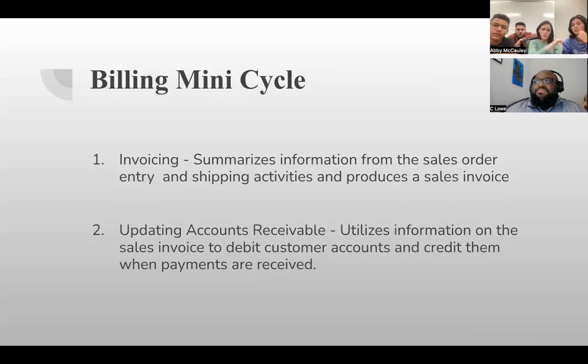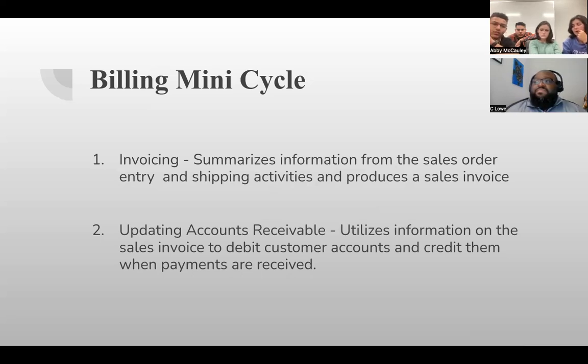And then the third stage of the revenue cycle is going to be the billing cycle, and it essentially consists of two steps. The first one is the invoice, where we are summarizing all of the sales order entry information and all of the shipping activities and putting that into one singular sales invoice, so it's very easy to track and take a look at.